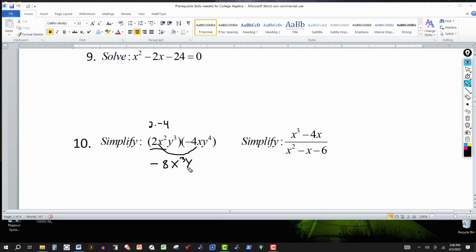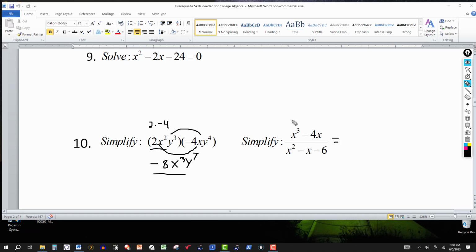And then we have a y to the third. Get those together. 3 factors of y, 4 factors of y over here, that's all together 7, we just add the exponents. So we get minus 8 x to the third, y to the seventh. And on this one, simplify means reduce it. So we're going to find the common factors that each of these have and divide them out.